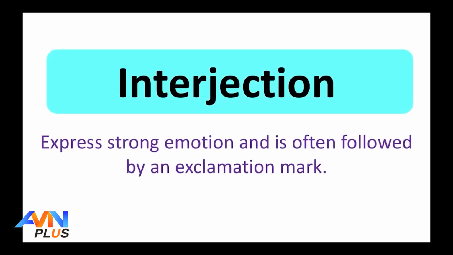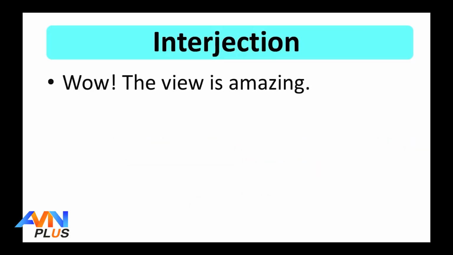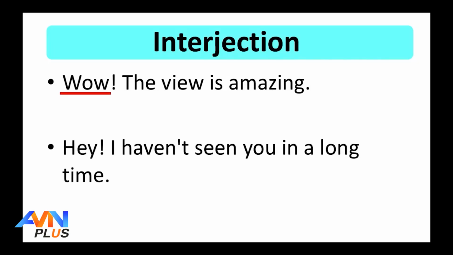Interjection. An interjection is used to express strong emotion and is often followed by an exclamation mark. For example, wow or oh. Wow, the view is amazing. The interjection in this sentence is wow. Hey, I haven't seen you in a long time. The interjection in this sentence is hey.